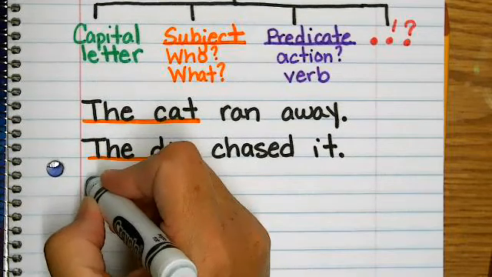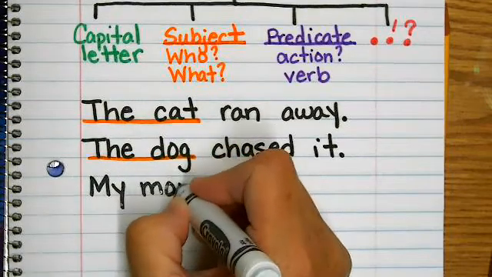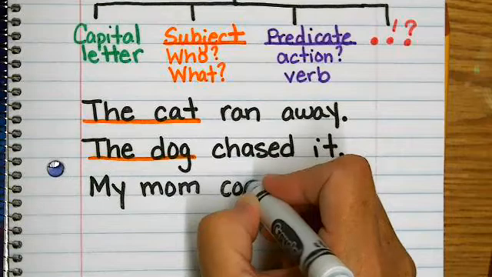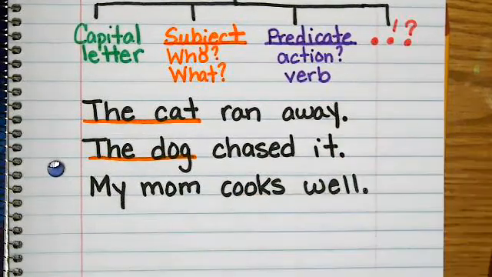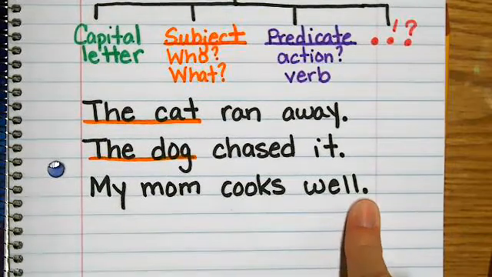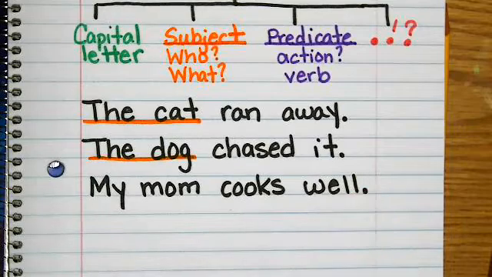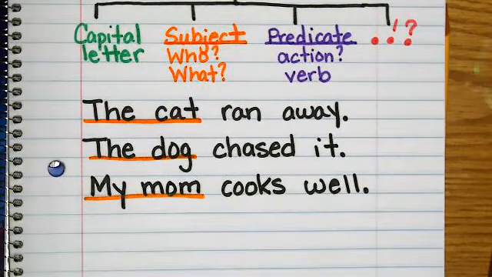Next sentence. Again, pause me at any time if I'm going too fast. My mom cooks well. Period. Again, capital letter, punctuation mark at the end, and this time it's a period, just like it has been every single time, because I'm giving statements or telling sentences. Who or what am I talking about? Who cooks well? My mom. So there's my subject. My subject is my mom. That's the who I'm talking about.